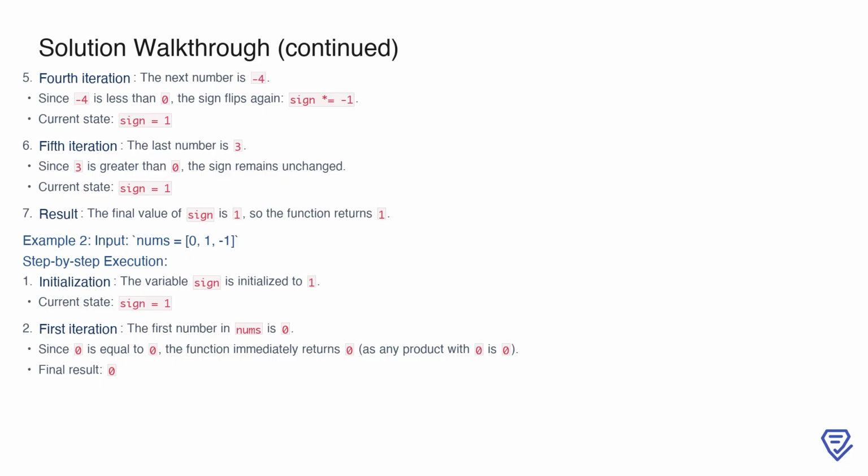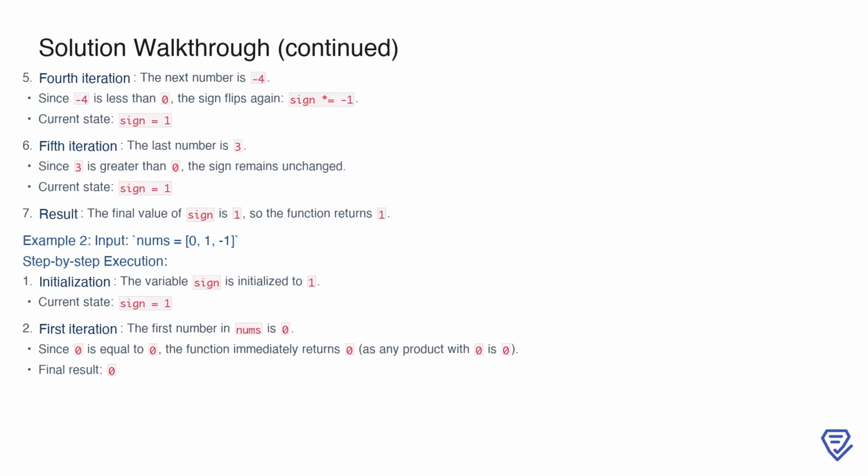1 for sign. Finally, we evaluate the last number, 3. Since 3 is greater than 0, the sign remains unchanged. At the end of the iteration, the value of sign is 1, which tells us the product of all numbers in the array is positive. Therefore, the function returns 1.